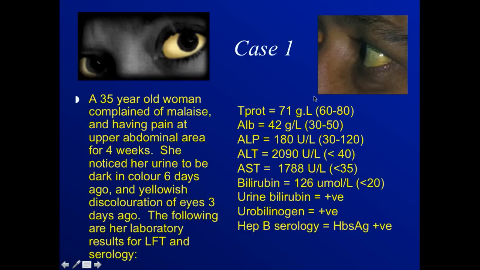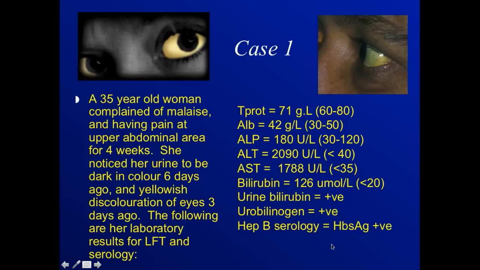Now, I'm very sure you can solve the case I showed in the first slide. A 35-year-old woman complained of malaise. She noticed pain at the upper abdominal area, that's your liver, dark-colored urine, and yellowish discoloration. This is the lab finding. Albumin is normal, total protein is still in the normal range, and ALP is slightly high, but ALT and AST are very high. If you remember, when these two are very high, this is a case of hepatitis. So it is confirmed as hepatitis B.